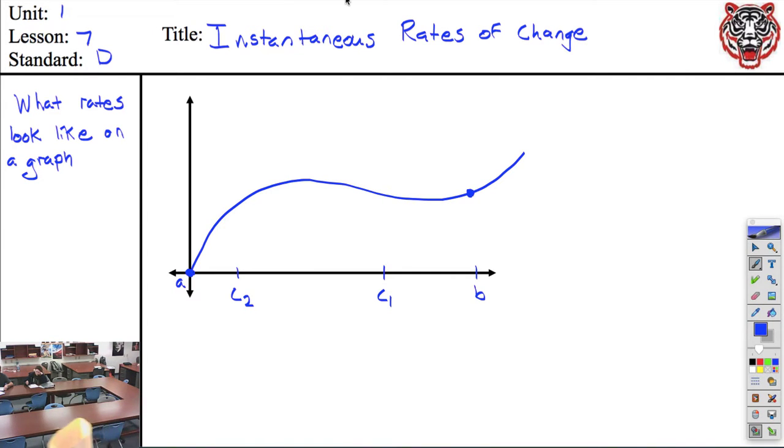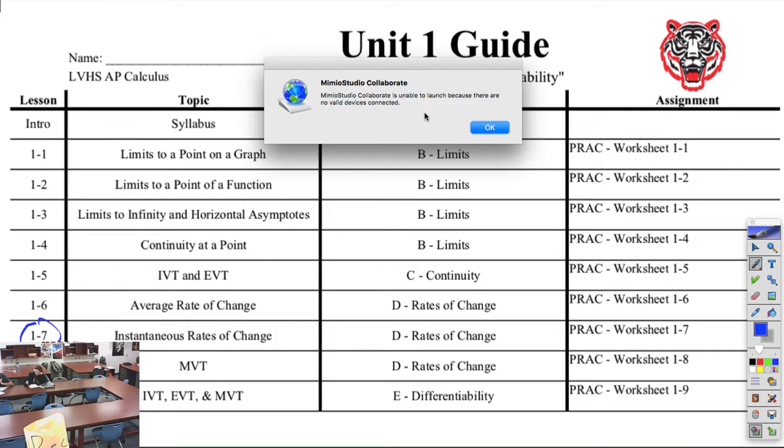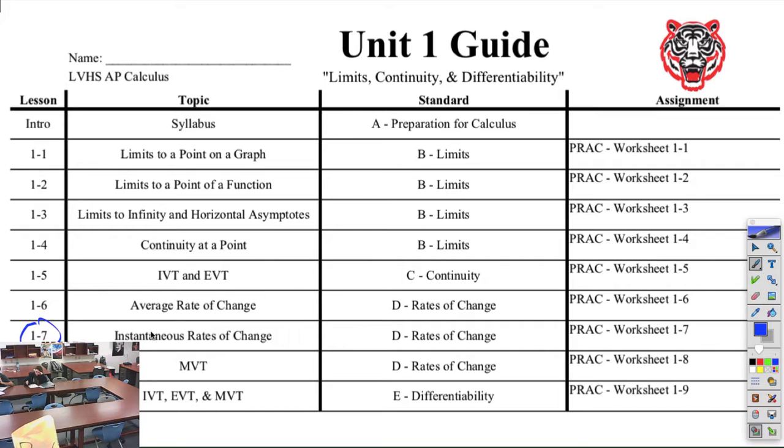This is AP Calculus, Unit 1, Lesson 7. We are in Standard D. We are almost done with Unit 1. We have 3 more lessons today, and then today's Tuesday, so Wednesday, Thursday, and then Friday we're going to start doing some harder problems, some like AP problems.